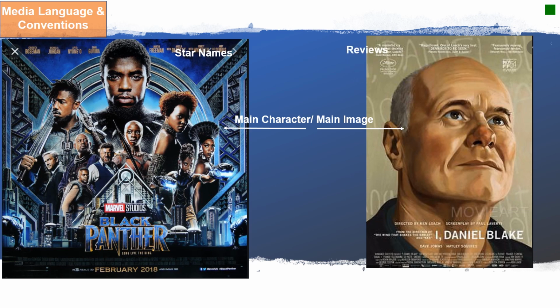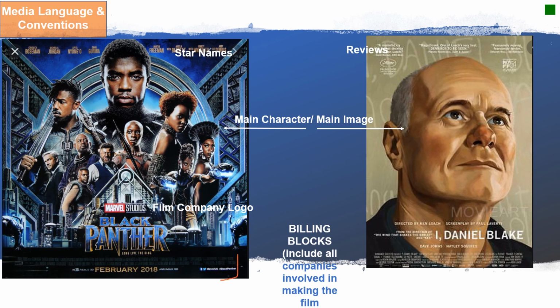More likely for independent films like I, Daniel Blake, they will use reviews. There's a film company logo if they want the fans to recognise that. And of course, there's billing blocks for the companies involved. And the billing blocks are these things here on the Black Panther poster. It mentions all the names of the companies involved, and we see the billing block here for I, Daniel Blake. There may be additional things as well, depending on the type of poster, such as the release date.